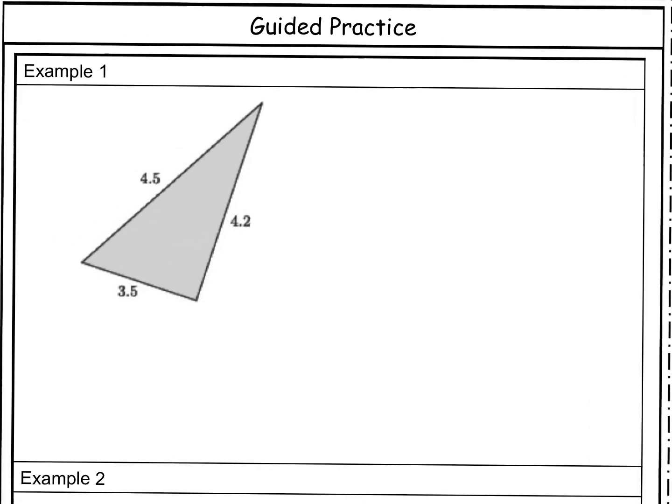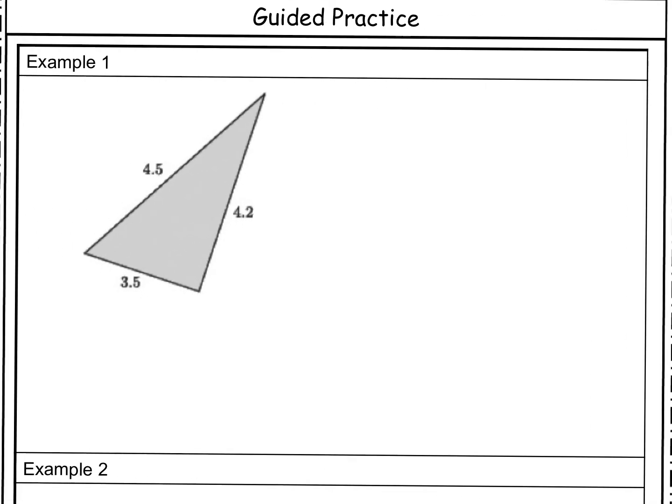The first thing I want you to do for number 1 is identify your A, your B, and your C. Remember that C is the longest side, so I'm going to have 4.5 as my C. And remember, A and B are interchangeable. Pythagorean theorem, A squared plus B squared equals C squared. So we have 4.2 squared plus, sorry about that, I need to replace that with B, plus 3.5 squared is equal to 4.5 squared.